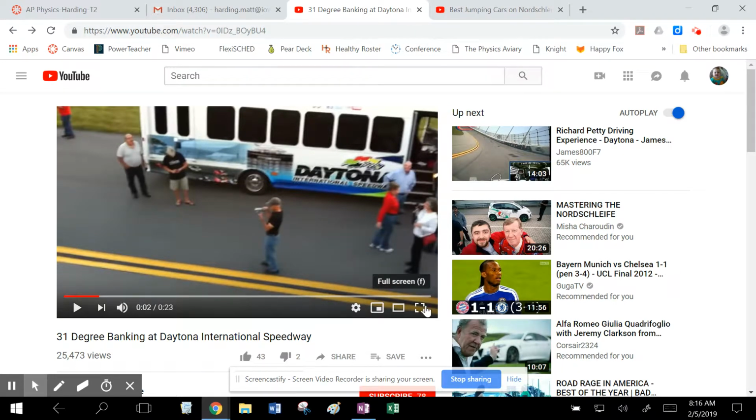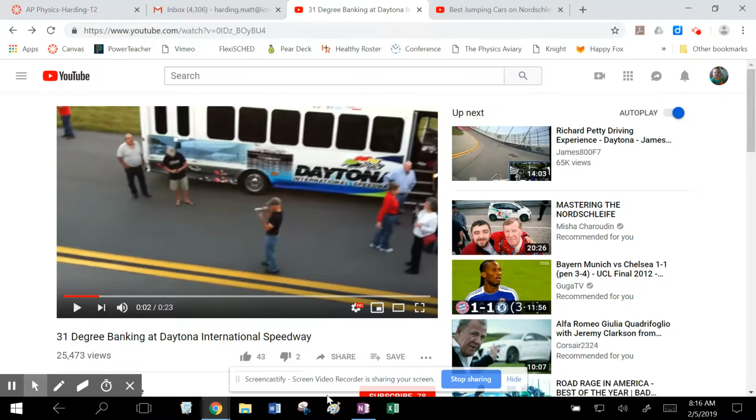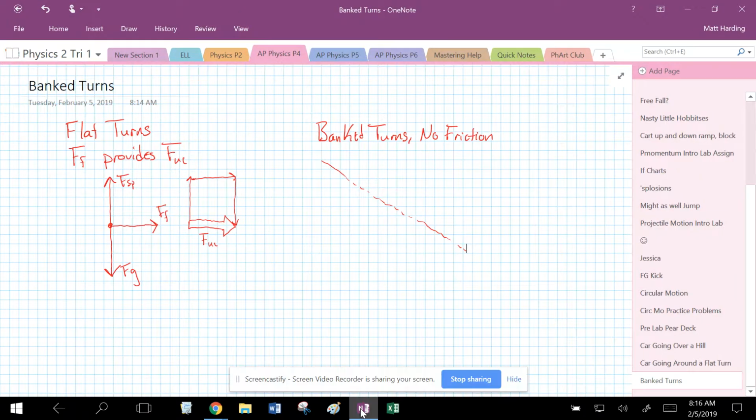All right, let's take a quick look at banked turns compared to flat turns. So we've already dealt with some problems where there's a car turning around a flat circle. So this would be like in a parking lot somewhere, just a nice level surface. And for the car to turn, friction force is responsible for the F_UC. So there's friction pointing towards the center of the turn. And when you add the arrows together, you get an unbalanced force that way.